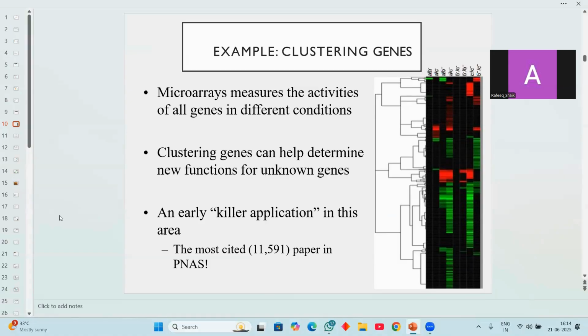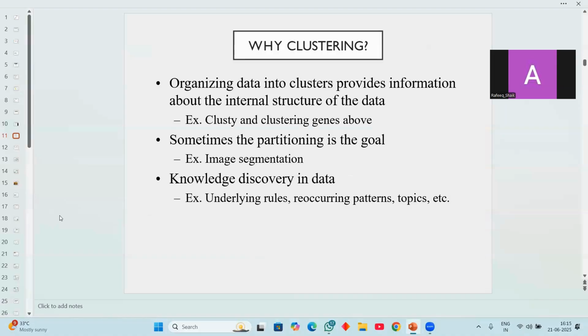Microarrays measure the activities of all genes under different conditions. Clustering genes can help by determining the new cluster for unknown genes. That is an example of how clustering has an early, clear application in this area. And we say clustering organizes the data into clusters because it provides information about the internal structure and the external structure of the data.